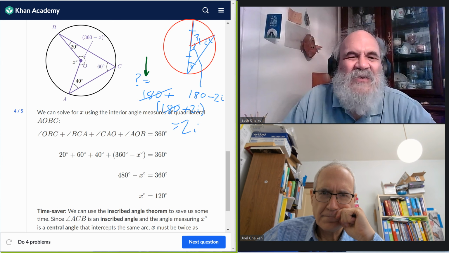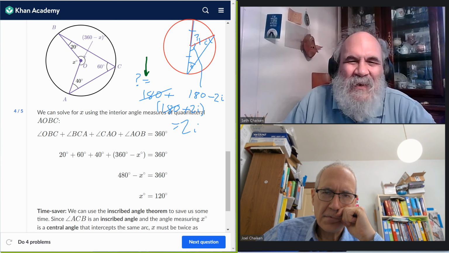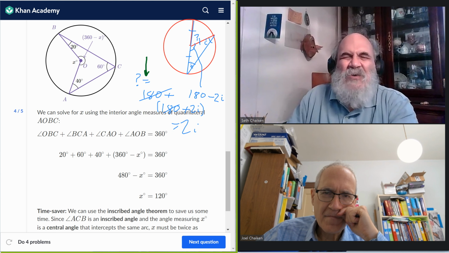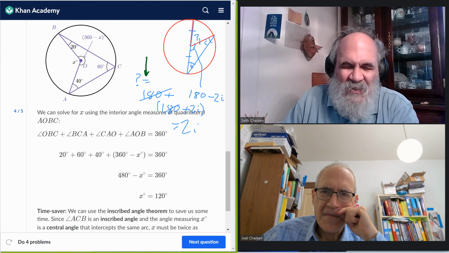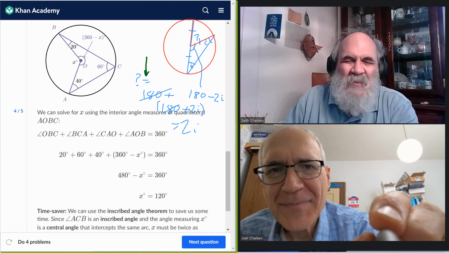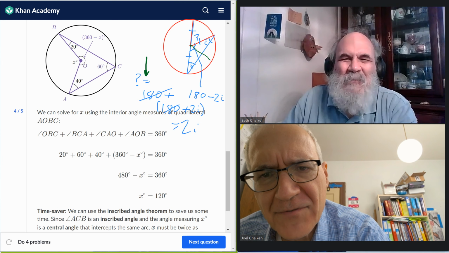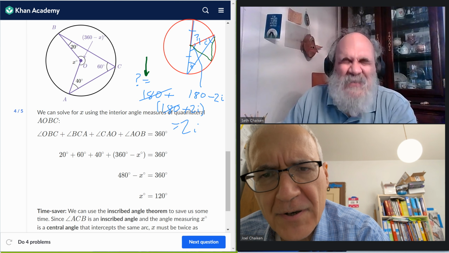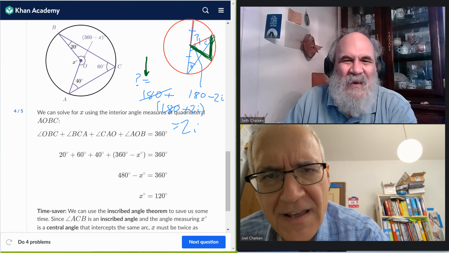What I did was make this blue line a diameter, but it doesn't have to be a diameter. We're talking about the relationship between a central angle and another angle. To talk about a central angle, we need to draw it from the center. You can draw it this way, or this way. There's no diameter.